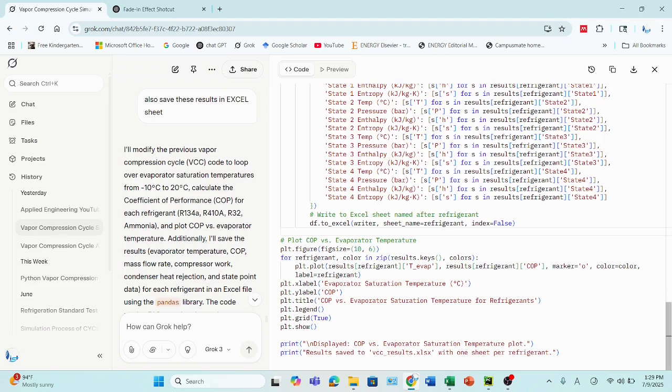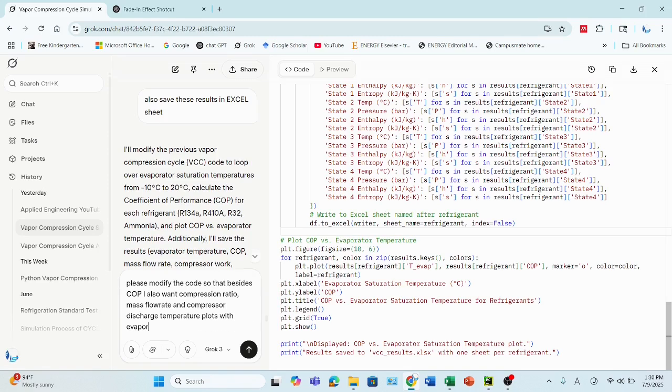So let's ask, please modify the code so that besides COP I also want compression ratio, mass flow rate and compressor discharge temperature plots with evaporator temperature.